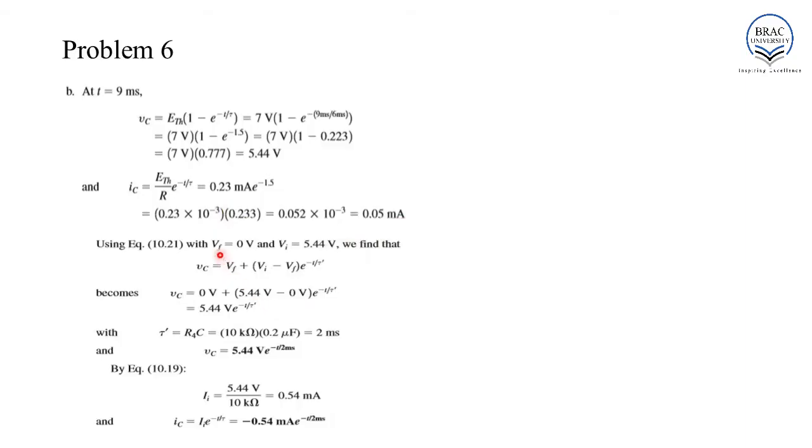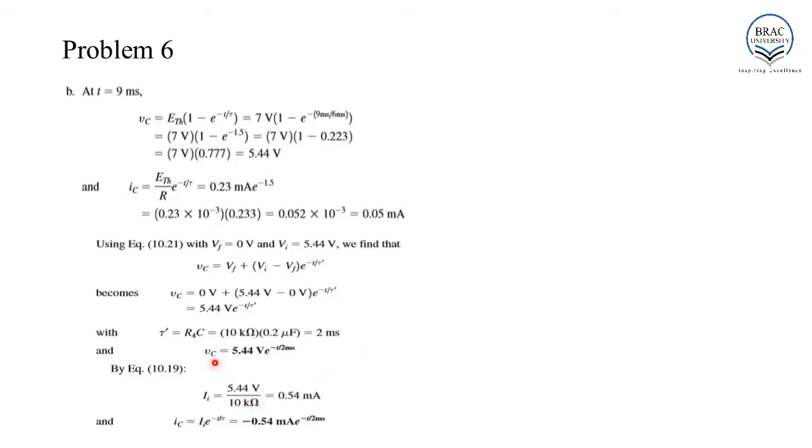Now, for the discharging network, Vf will be equal to 0 volt and Vi will be equal to 5.44 volt. So, using these values, we can easily determine the expression for the voltage across the capacitor in the discharging network, which will be equal to 5.44 volts e to the power minus t by tau prime. The tau, that is the time constant for the discharging network, will be different from that of the charging network, because in the discharging network only R4 is present. Hence, tau prime will be equal to R4C, which is equal to 2 milliseconds.